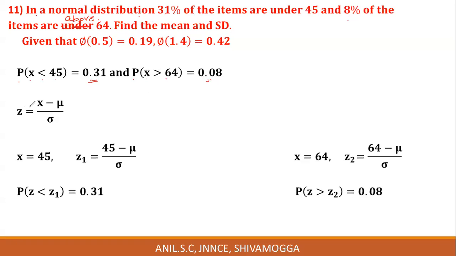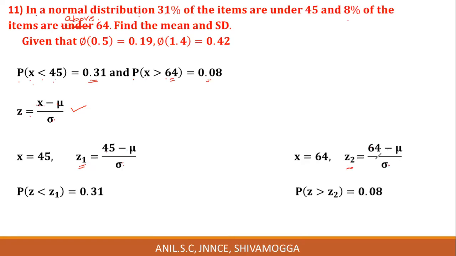Now the standard normal variate Z is given by Z is equal to X minus mu divided by sigma. When X is equal to 45, the corresponding Z will be 45 minus mu divided by sigma, and it is denoted by Z1. When X is equal to 64, Z will be 64 minus mu divided by sigma, and it is denoted by Z2. Z1 is equal to 45 minus mu divided by sigma, and Z2 is equal to 64 minus mu divided by sigma.